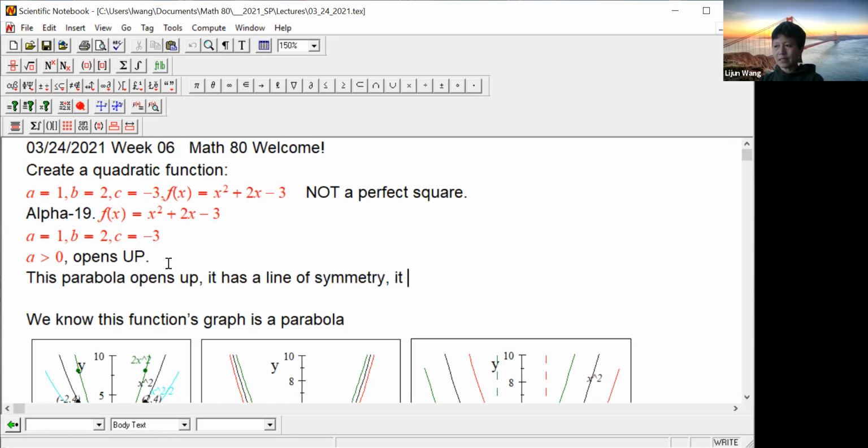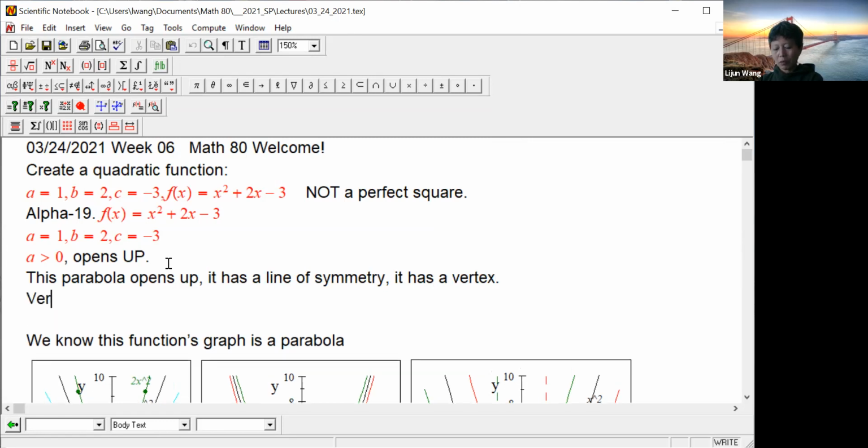It has a vertex. What is the vertex? We had a homework about vertex, right? The vertex is basically the lowest point or the highest point. Okay, the lowest point or highest point.